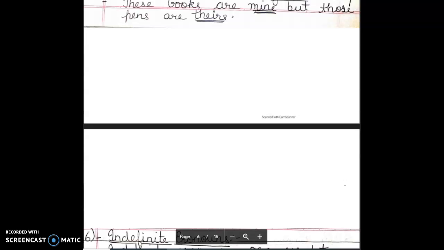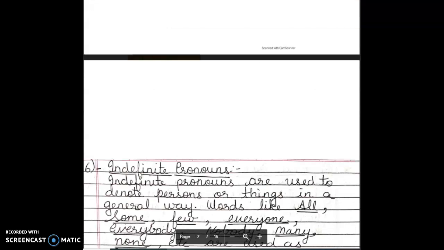So, this is one thing to note. For example, if I say, these books are mine. Instead of writing mine, if I write these are my books, then my becomes a possessive adjective. And these books are mine, because mine is coming after the noun books. Therefore, mine is a possessive pronoun.